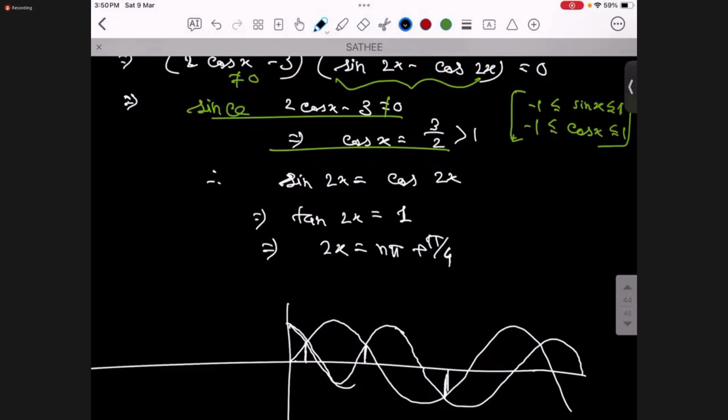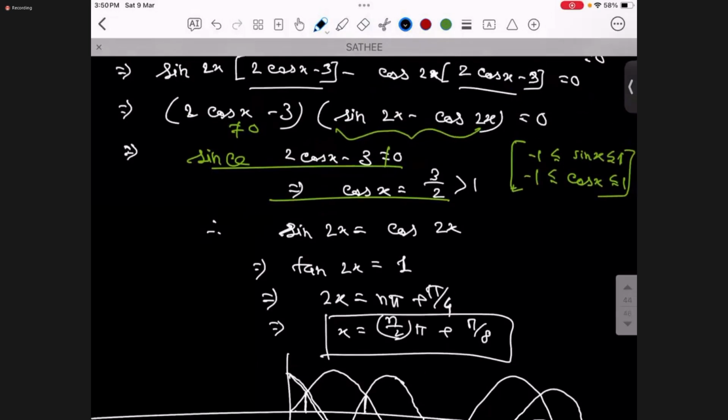Why? Because we have discussed in the last lecture that after each pi step, the value of tan will repeat. Now we need to collect all those values of 2x which will give the value 1. The values of 2x for which tan is 1 will be n pi plus pi by 4, because for n pi the value gets repeated, and for pi by 4 you get the value 1. So from here, what will be the value of x? x will be n pi by 2 plus pi by 8.